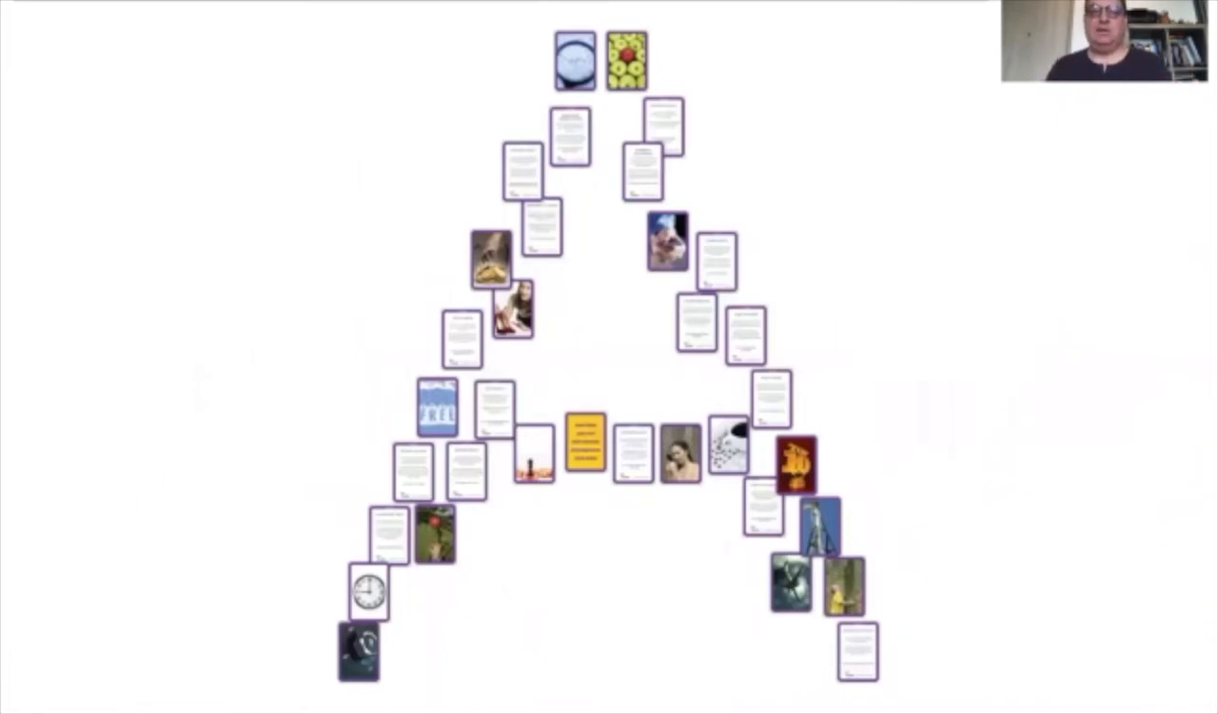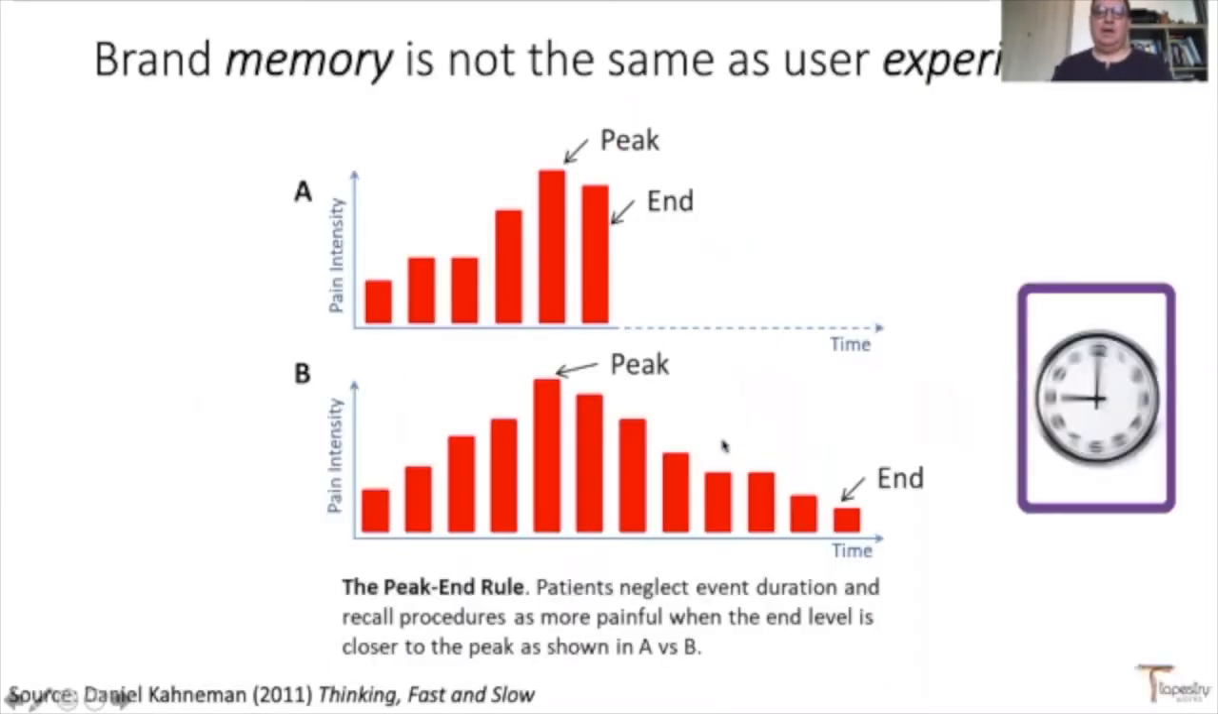Let's talk about mental availability, having things top of mind. Here I thought it'd be interesting to talk about the difference between what people experience and what they remember. This is quite an interesting discussion in Daniel Kahneman's book, a rather gruesome experiment actually, where he puts people through a rather painful procedure, but he does it in two ways.